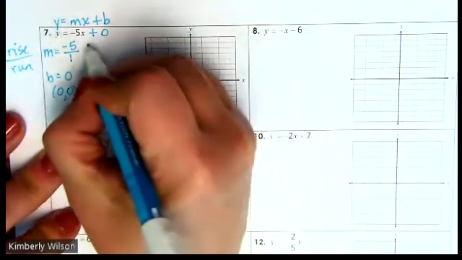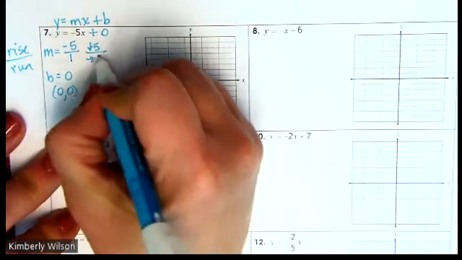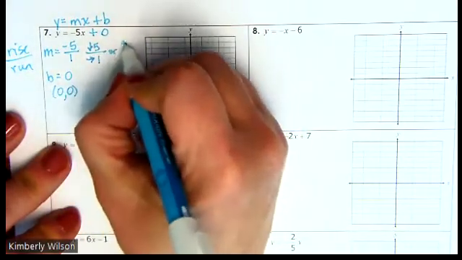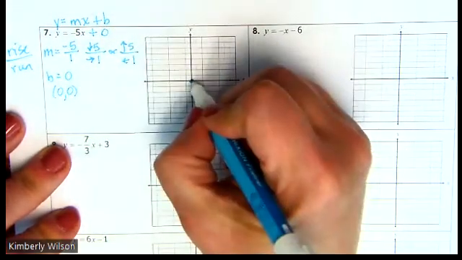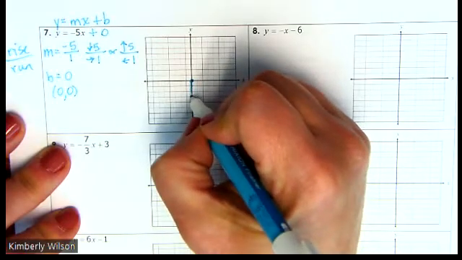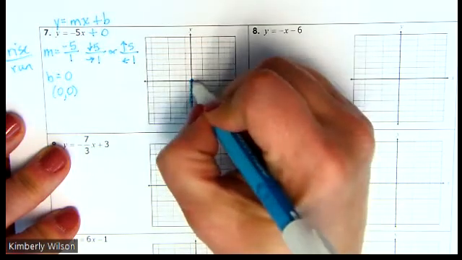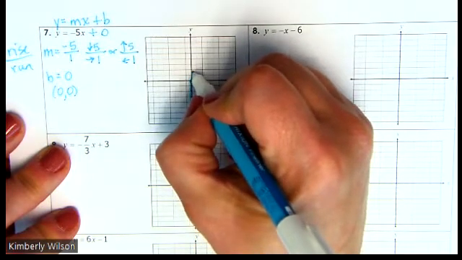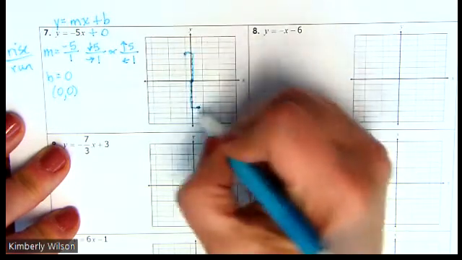It's a -5, so that means I'm going to go down 5, and a positive 1, so I go to the right 1. Or I can go up 5 to the left 1. So I'm going to go down 1, 2, 3, 4, 5, and to the right 1. Or I go up 1, 2, 3, 4, 5, and to the right 1. And I can't actually do any more than that.